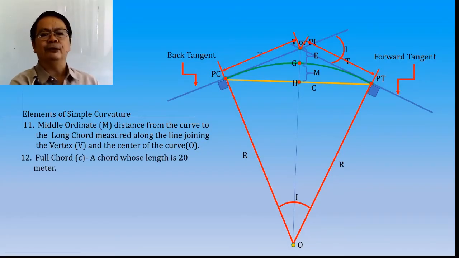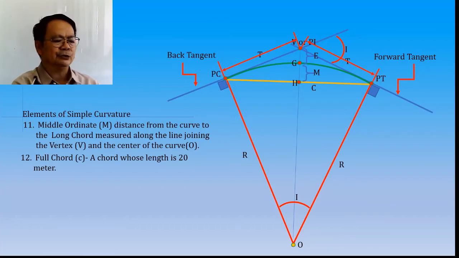Next, we have the full chord. When you say full chord, it is actually a chord whose length is 20 meters. Ito yung 2 points on the curve na ang distance ay 20 meters. I will show you it later on. There is actually an explanation on what is a full chord.